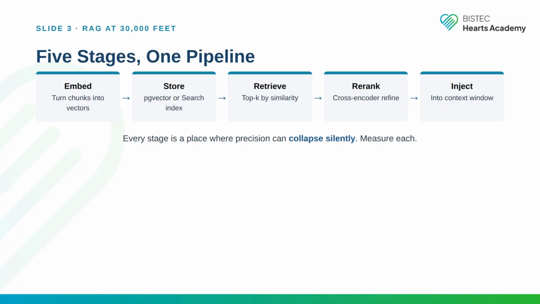Retrieval-augmented generation at 30,000 feet. Stage 1, embed: turn chunks into vectors. Stage 2, store: pgvector or Azure AI Search. Stage 3, retrieve: top K by similarity. Stage 4, rerank: cross-encoder refinement. Stage 5, inject into the context window. Every stage is a place where precision can collapse silently. Measure each.